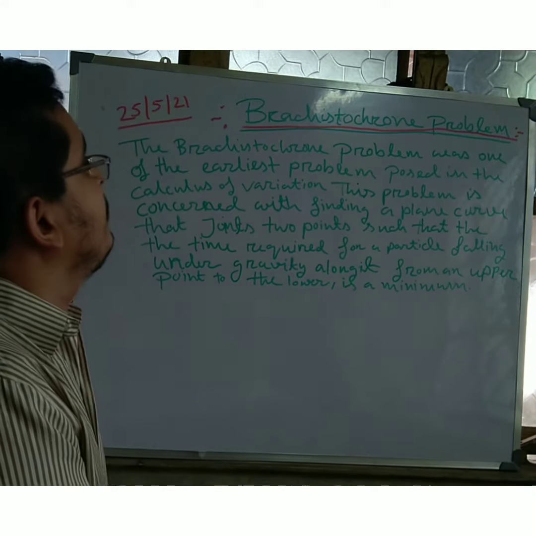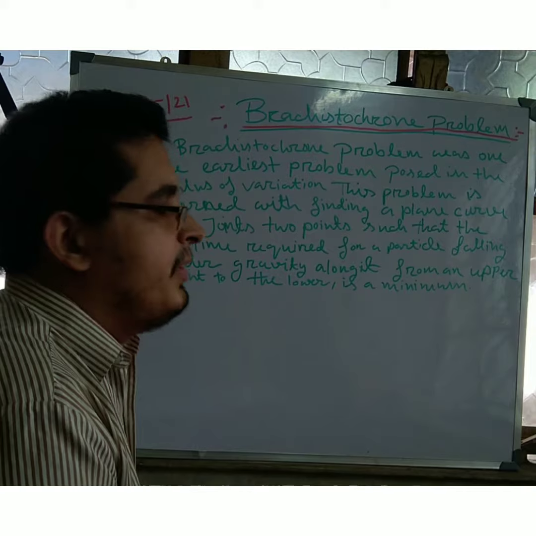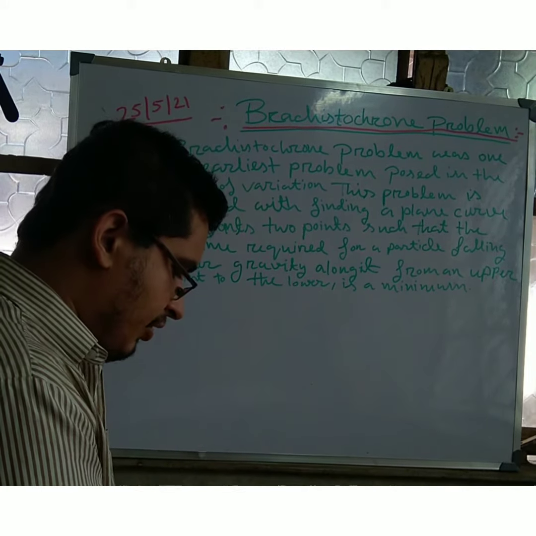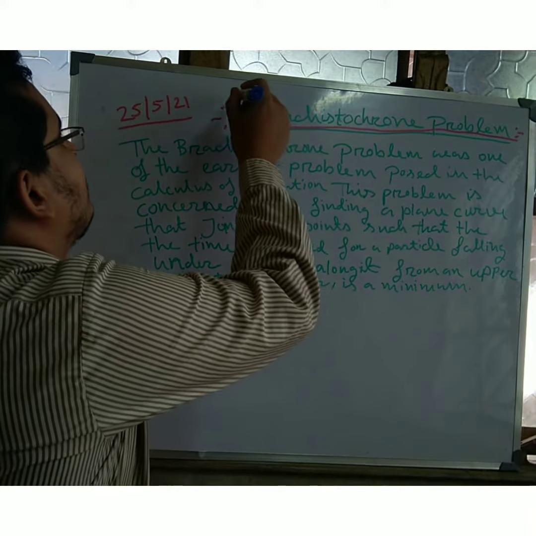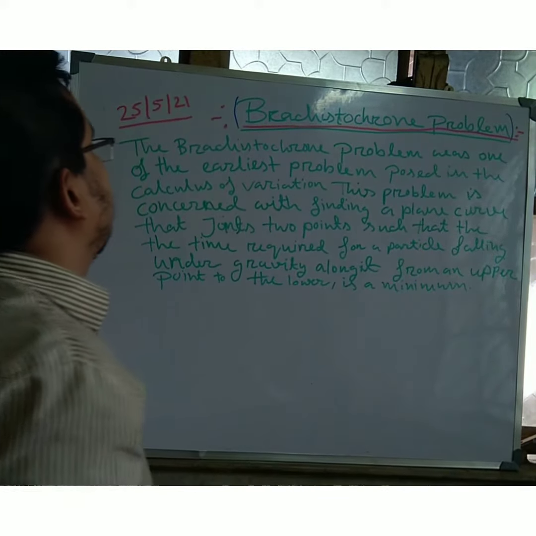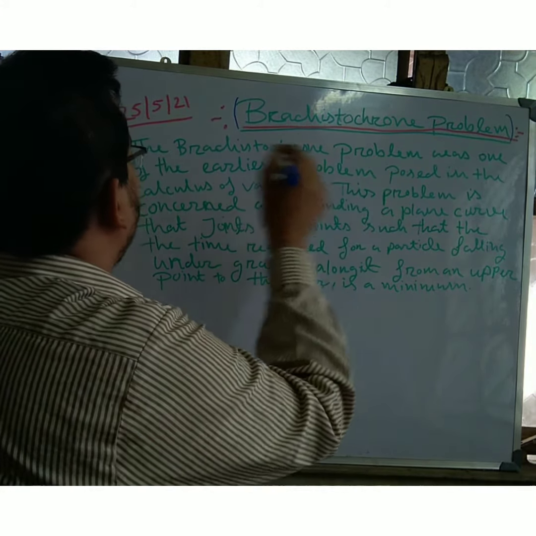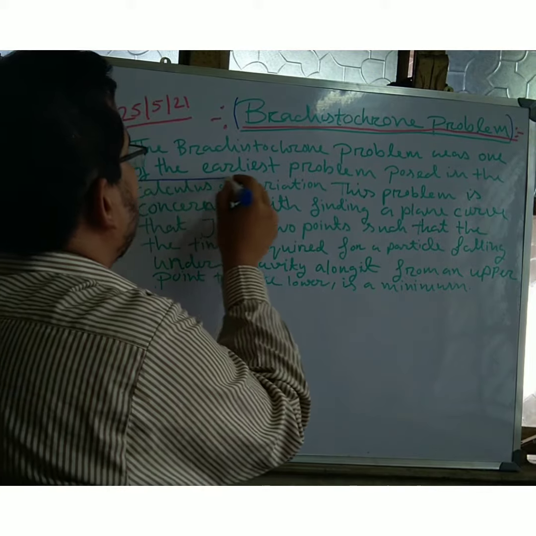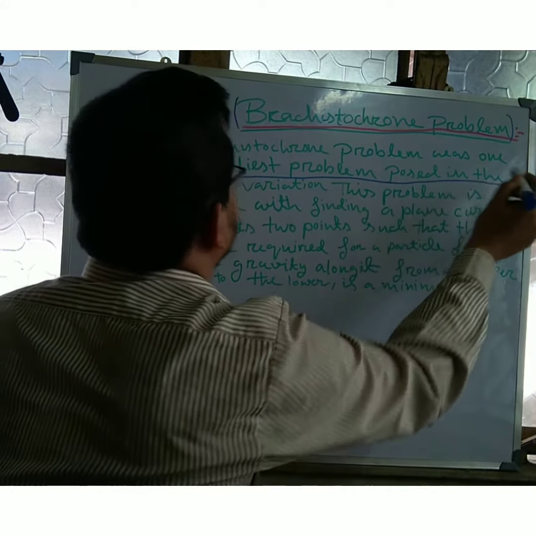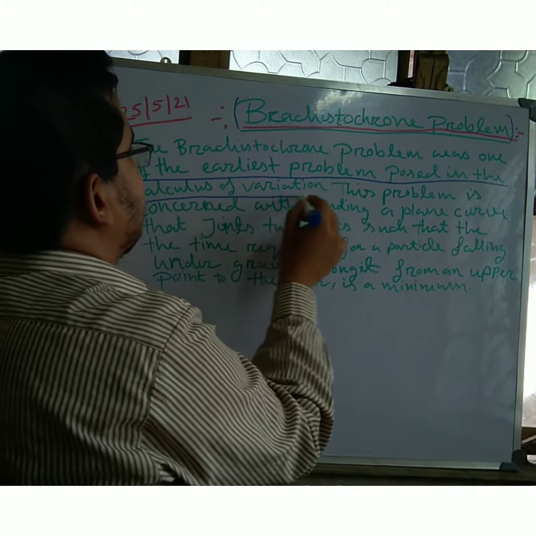My name is P. Today I want to discuss the Brachistochrone problem. I have already written this problem. This problem is called the Brachistochrone problem. So friends, the Brachistochrone problem was one of the earliest problems posed in the calculus of variations.